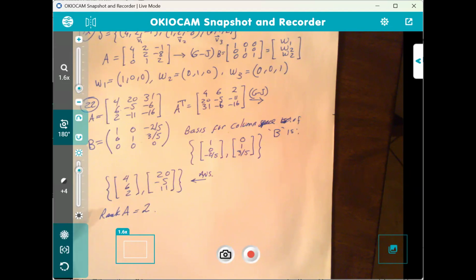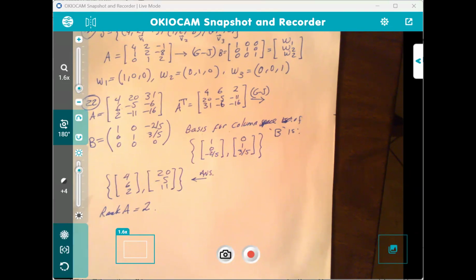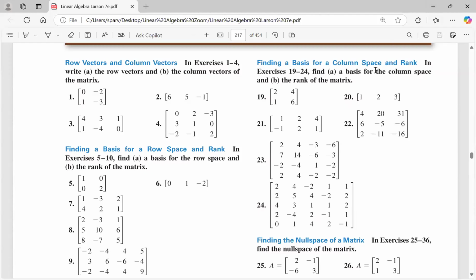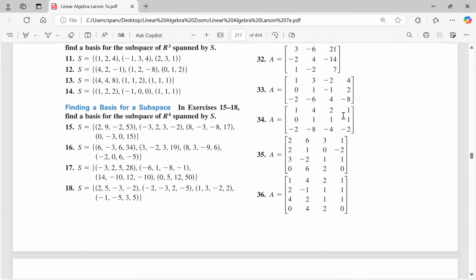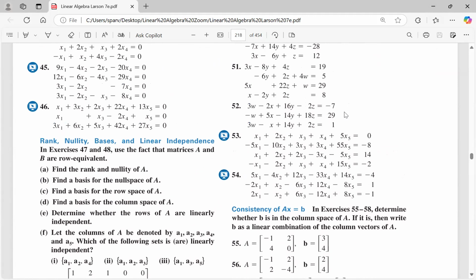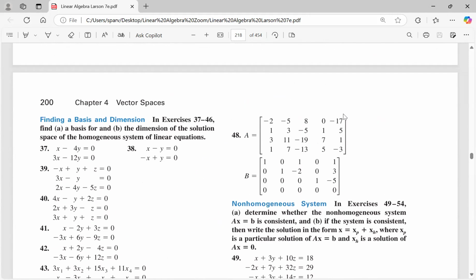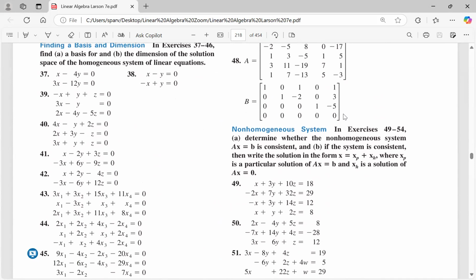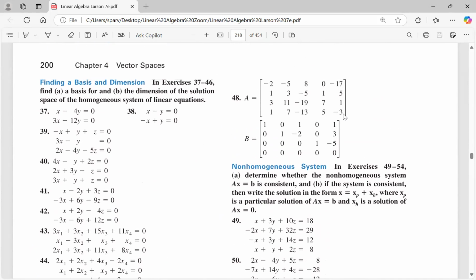Again, any questions, anyone? If no questions, let's take a look at maybe one more. There's so many of these. Whoa. Let me see which one. Let's try exercise number 40 actually here. Something about the basis and dimension.